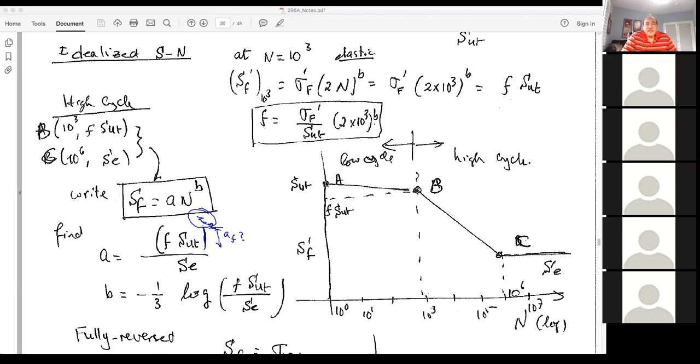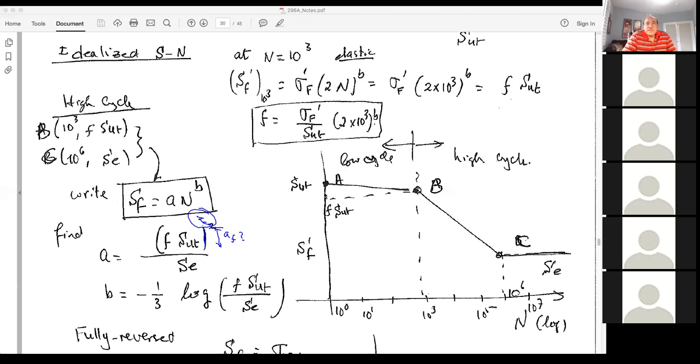So the coordinate of A: the X value is 1 cycle, and the Y value is the ultimate strength. If you go in 1 cycle, you just pull the material to its ultimate and it is going to break. That's clear. The state B is the end of the low cycle fatigue state, defined by 1,000 cycles. So the x-axis has 1,000, and the y-axis is a fraction of the ultimate. It's not exactly ultimate, but it will be lower than the ultimate.